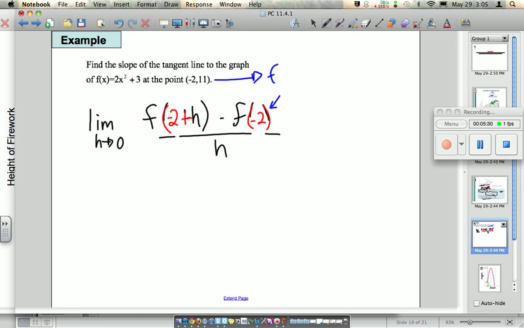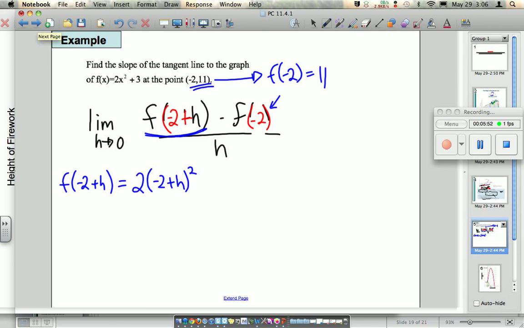F of negative 2 is 11, according to this point that they calculated for us here. So that point is 11. So we do need to calculate this. Off to the side, I'm going to calculate what the f of negative 2 plus h is. This is where my algebra skills come in handy. I'm going to plug in negative 2 plus h for x, and I'm going to work it out and simplify it.